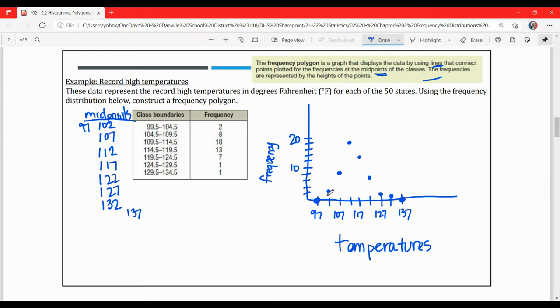Now you connect the dots with straight lines. Try not to curve it. It's very tempting to want to curve it. Ooh, that was a bad one. So try to make the lines as straight as possible. That's called a frequency polygon. It starts and stops at the x-axis using midpoints.